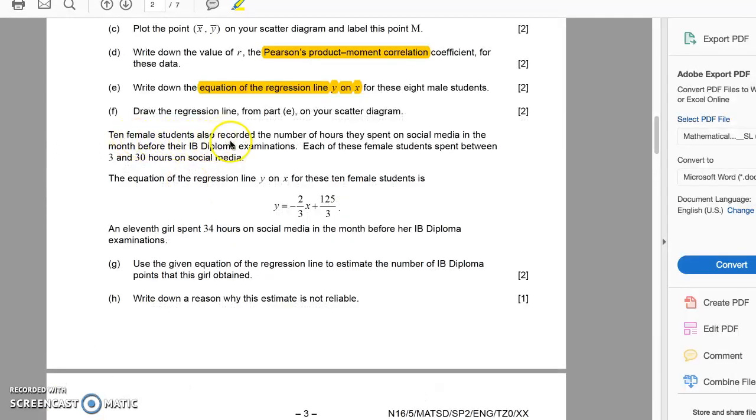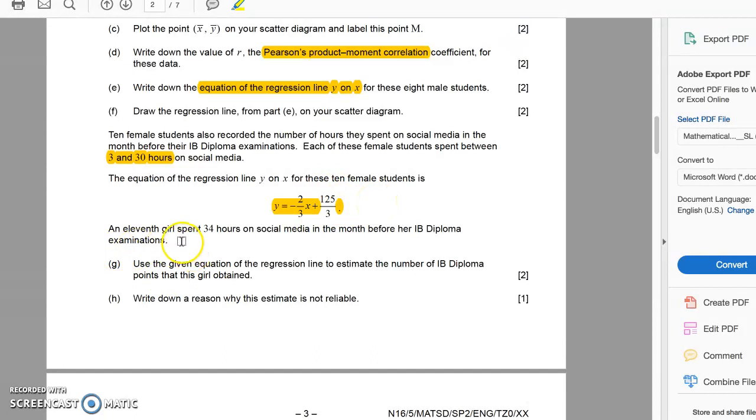10 female students also recorded the number of hours they spent on social media in the month before their IB diploma examination. Each of these female students spent between 3 and 30 hours. Oh, they're giving me a range. The equation of the regression line, y on x, for these 10 female students, they give it to me, is a typical line, but my slope is a fraction and my y-intercept is a fraction.